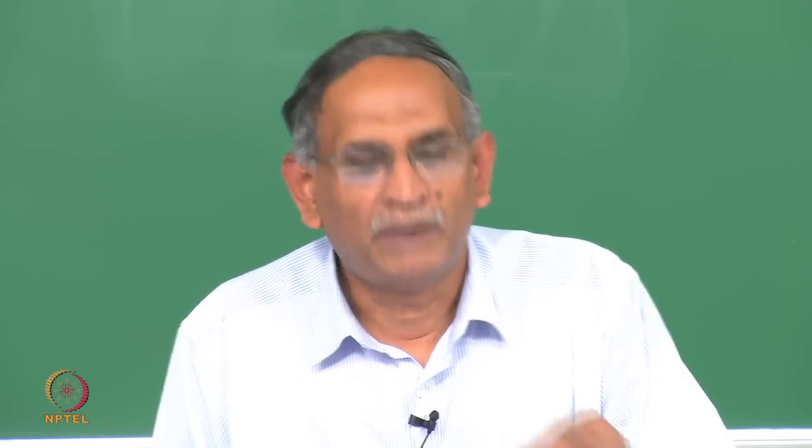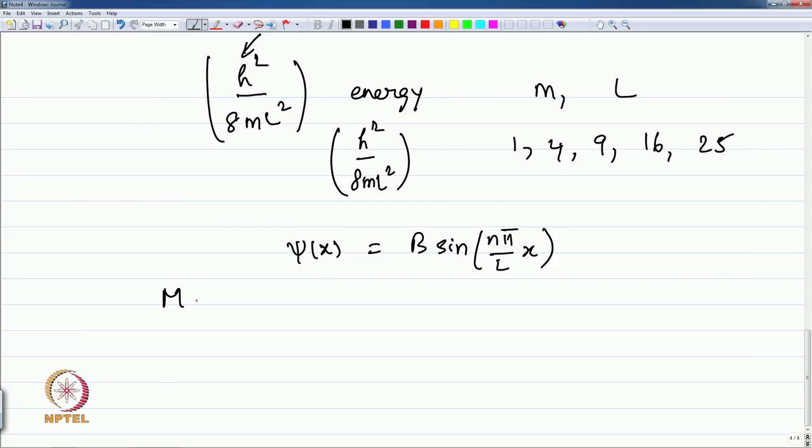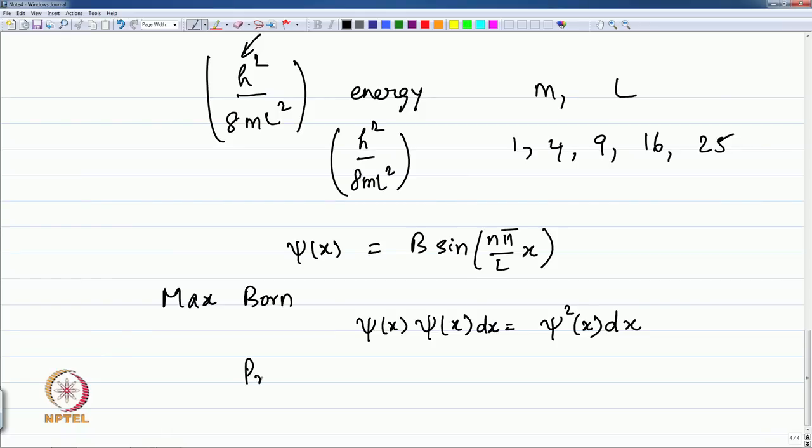What is the meaning of it? Max Born gave the interpretation, namely that the wave function by itself does not have any meaning, but psi of x squared, psi star psi, in this case psi is real, therefore psi squared of x, in a small interval dx gives the probability of the particle being in the position between x and x plus dx.